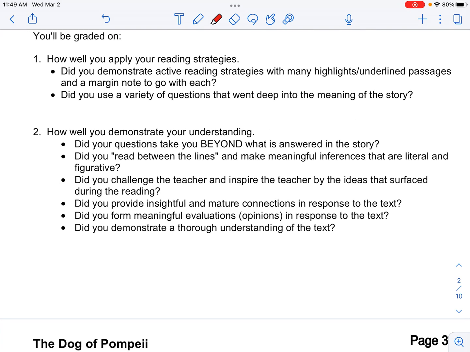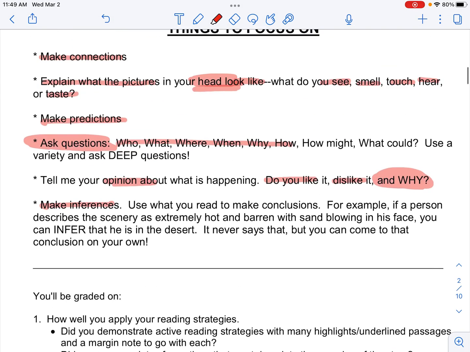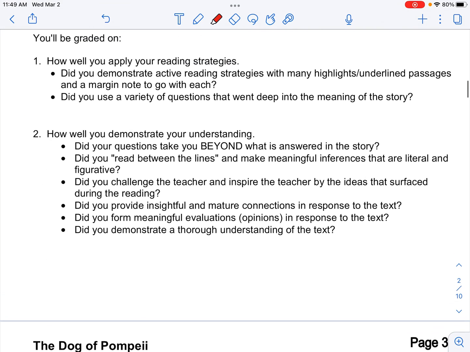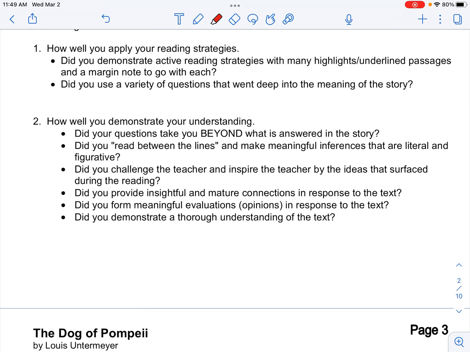Did your questions take you beyond what is answered in the story? Did you read between the lines and make meaningful inferences? Okay, inference, again, use what you have read to make a conclusion, all right? Did you challenge your teacher? Did you challenge me, inspire me by the ideas that surfaced during your reading? When I read your questions, am I going to say, oh okay, yep, just like 30 other people?